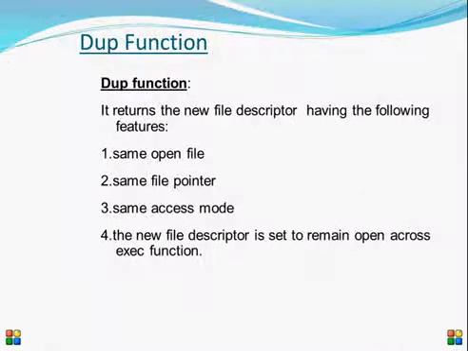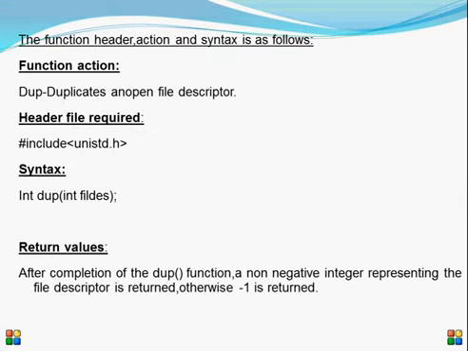The next one is the dup function. The dup function returns the new file descriptor having the following features: same open file, same file pointer, same access mode. The new file descriptor is set to remain open across the exec function.